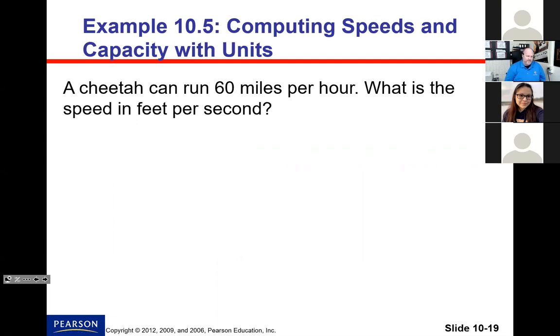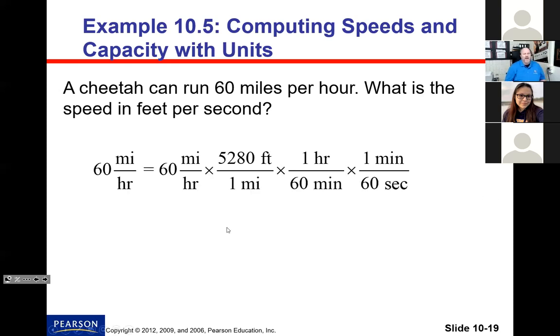This one's all imperial. So what you can do is do it in multiple steps if you want. You can convert 60 miles to feet, and you convert hours to seconds. That's probably the easiest way, but let me break it down here. So, 60 miles per hour. How many feet are in a mile?